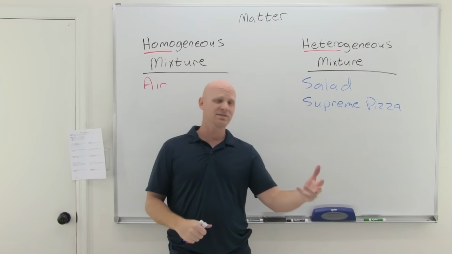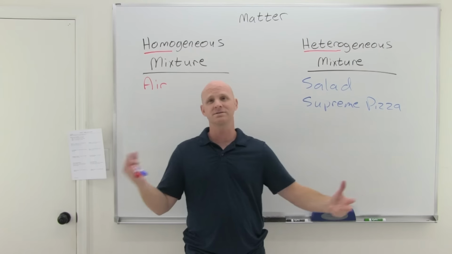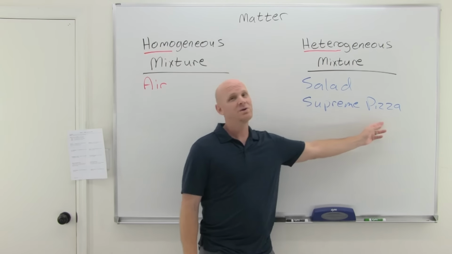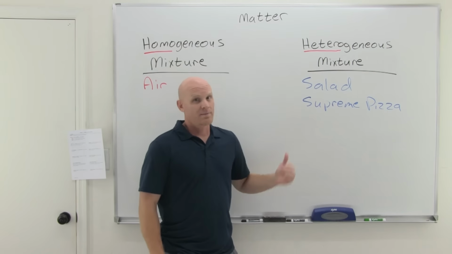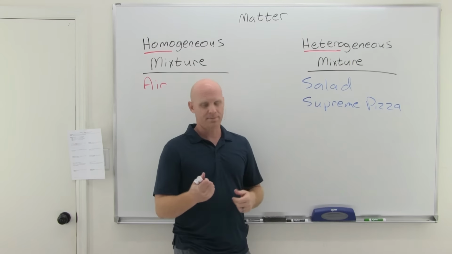In some bites you might get sausage, some bites you might not. Some bites you might get olives, some bites you might not. The composition is not uniform throughout. Another good example of a heterogeneous mixture. So let's talk about some more chemistry-related examples of this.